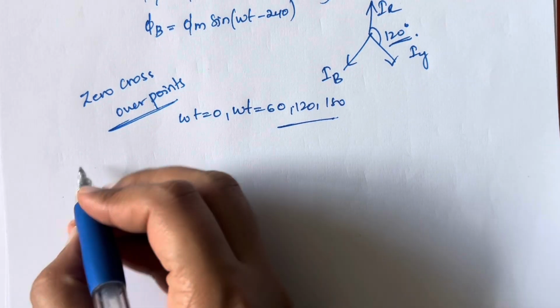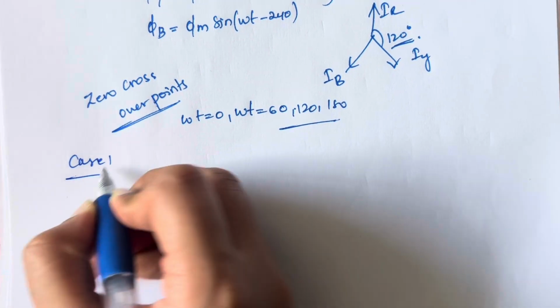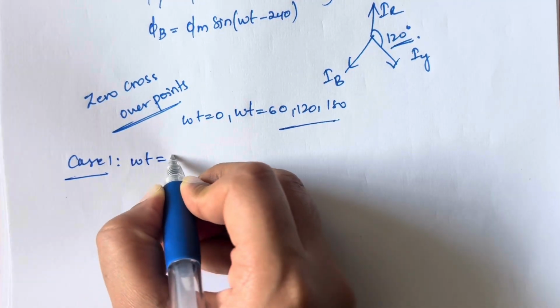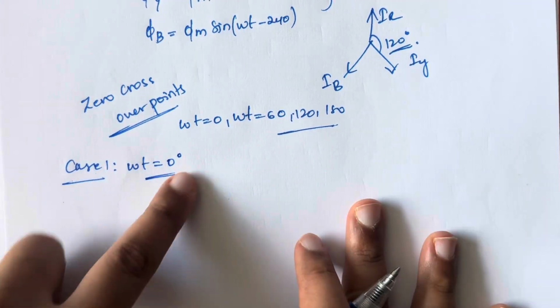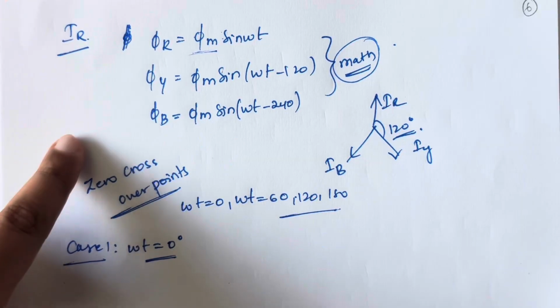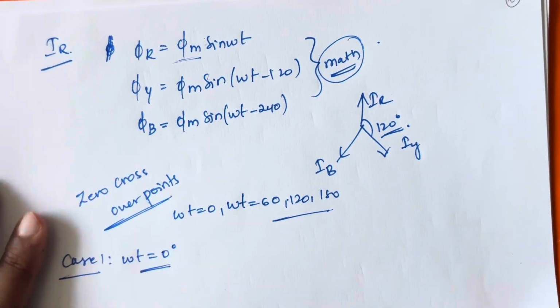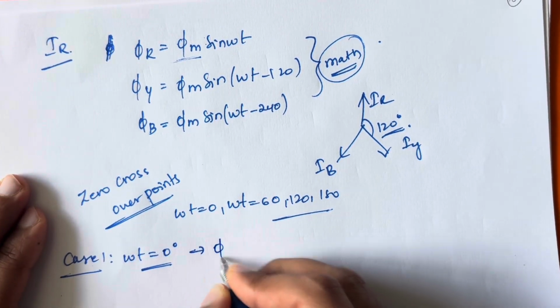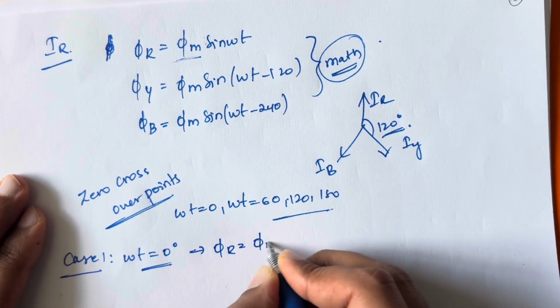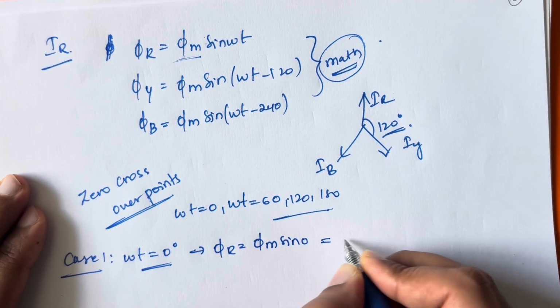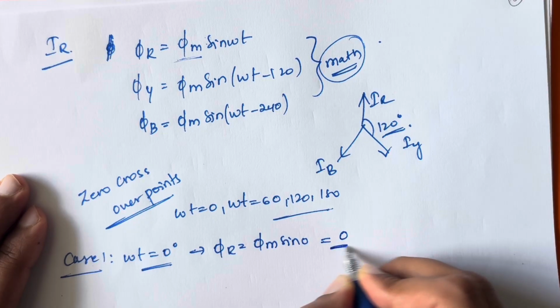Okay, so let us do case 1 now. Case 1 is omega t equal to 0 degrees. If omega t is equal to 0 degrees, and you substitute that in these equations, what will you get? First, phi R is equal to phi m sine 0. What is sine 0? Sine 0 is 0. So this component will be 0.